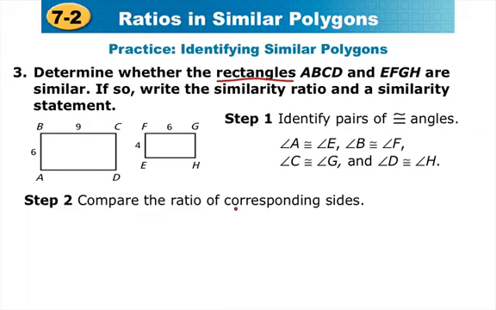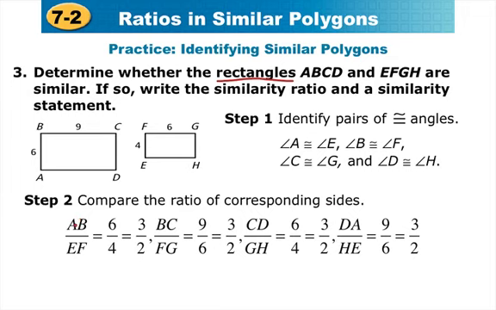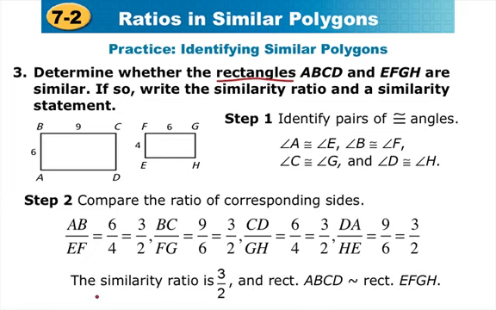Step 2 says compare the ratio of corresponding sides. So you should be able to follow along. AB to EF gives us 3 halves once we simplify. BC to FG also gives us 3 halves. CD to GH, 3 halves, and you should be able to follow the last ratio of corresponding sides. So from here, the similarity ratio is the same. So then we conclude that rectangle ABCD is similar to rectangle EFGH.